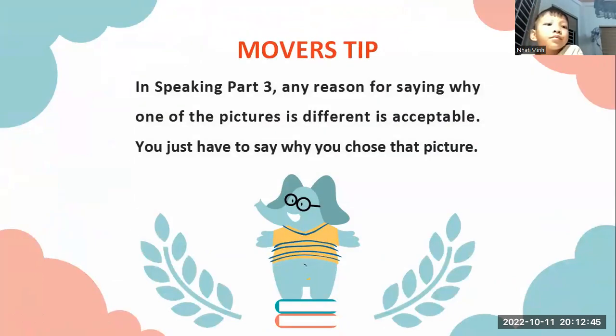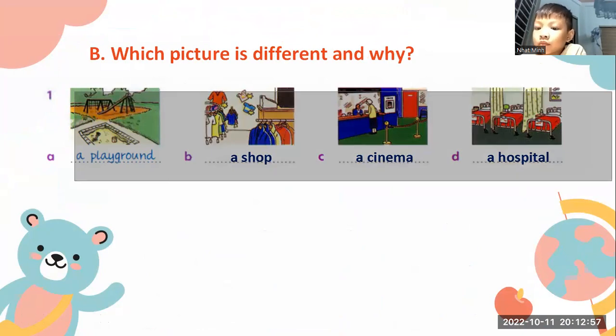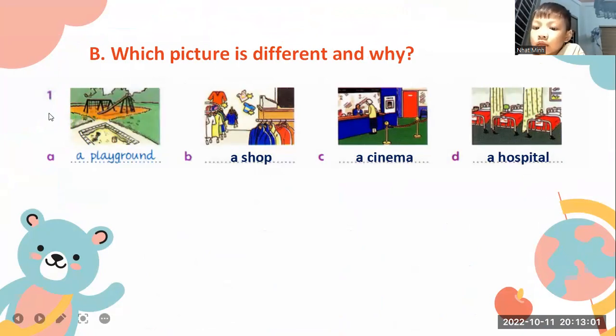So now, in speaking part 3, any reason for saying why one of the picture is different is acceptable. So you just have to say why you chose that picture. Okay? So which picture is different here and why? We have a playground, a shop, a cinema, and a hospital. What do you think, Min? What is your answer, Min? Which picture here is different and why?